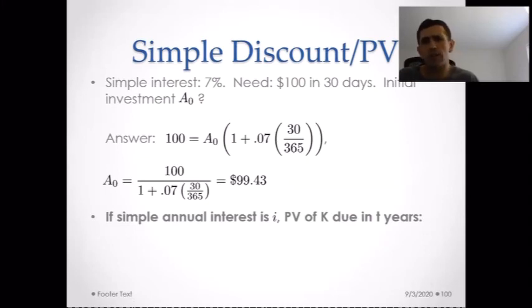So to generalize this calculation, the formula is the present value of K due in T years is just K over 1 plus iT. That's exactly what we did here. K is 100, T is 30 over 365, and i is 0.07.